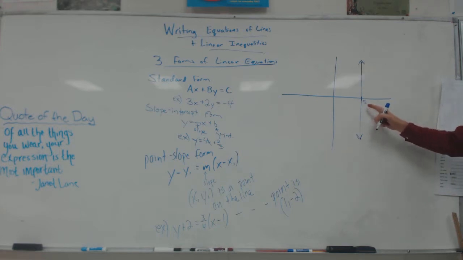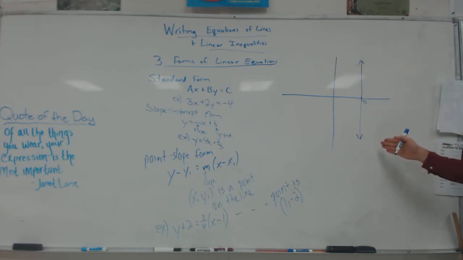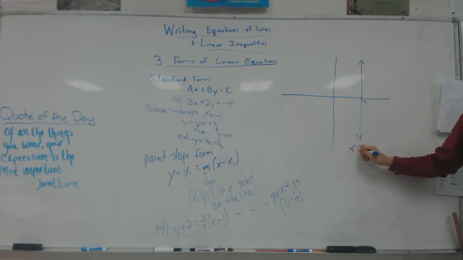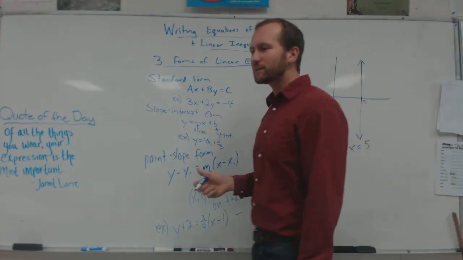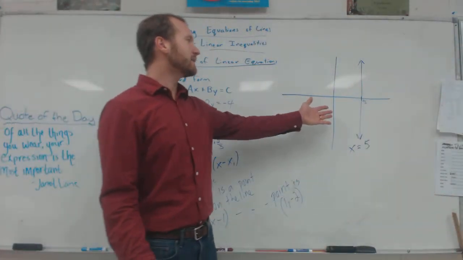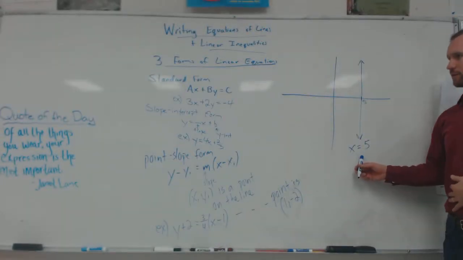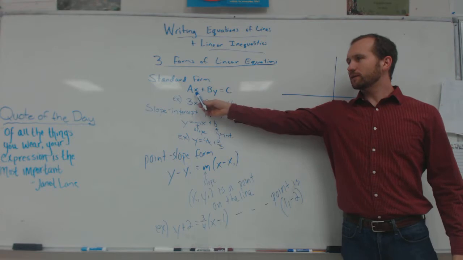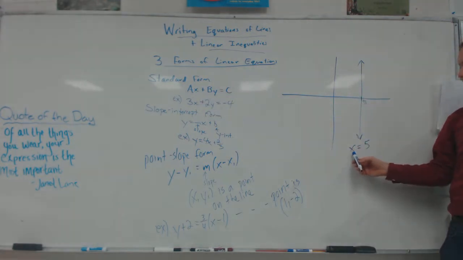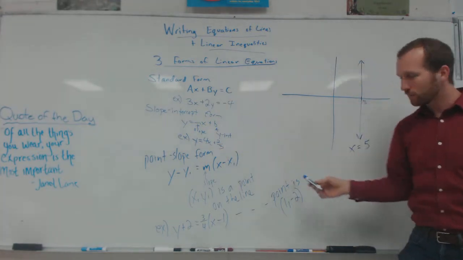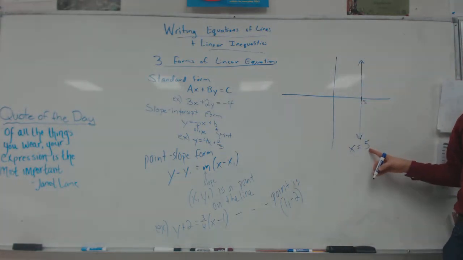Passing through x equals 5 and being vertical. Yeah, x equals 5, right? So x equals 5 is the equation of this line. Is there a way to write that? So this is the standard form, because we have x, our a would be 1, our b would be 0, and then 5 is c. So this is standard form.